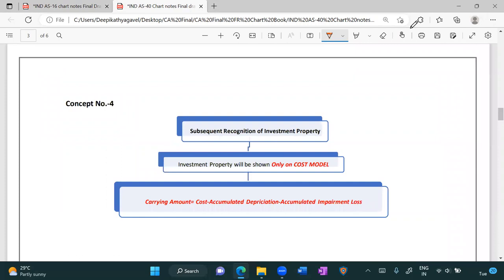Now let's move to concept number 4, the subsequent recognition of investment property. What does the subsequent recognition principle say? That the subsequent recognition will also happen only on the cost model. So when you follow the cost model, how do you determine the carrying amount? The cost less the accumulated depreciation less the accumulated impairment loss.